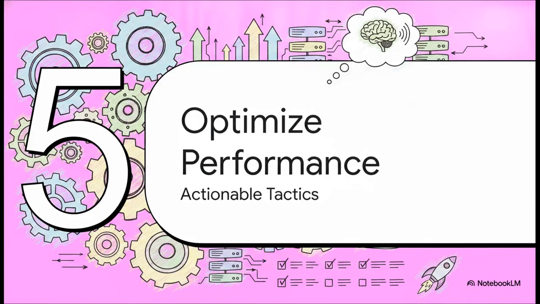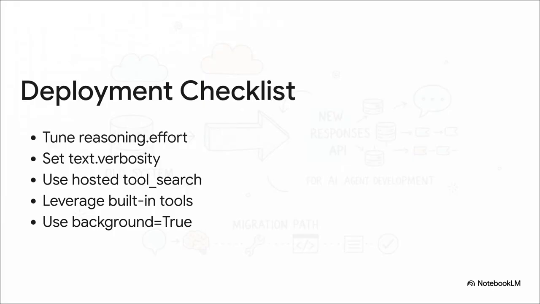Let's move to part 5, optimizing performance and cost with some actionable tactics. If you're rolling this out to production anytime soon, here is your rapid-fire deployment checklist of high-yield tweaks. Number 1. Tune your reasoning effort. Do not just default to max. If low works for basic data extraction, use it. It saves massive amounts of thinking tokens.